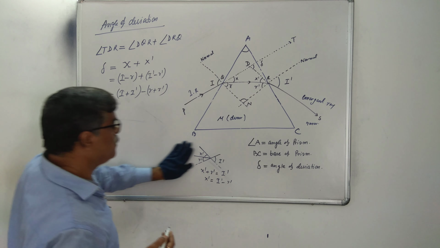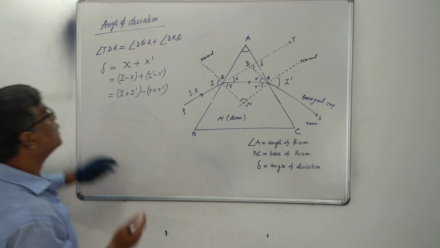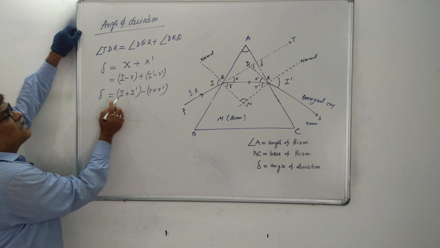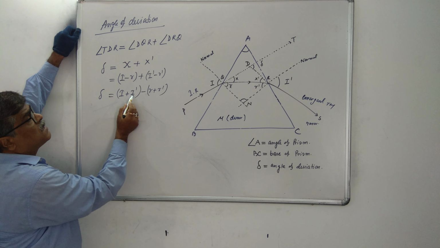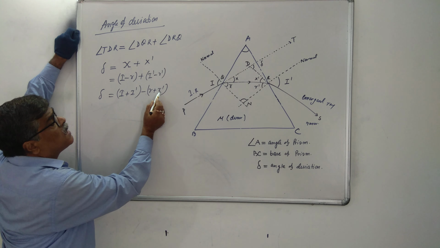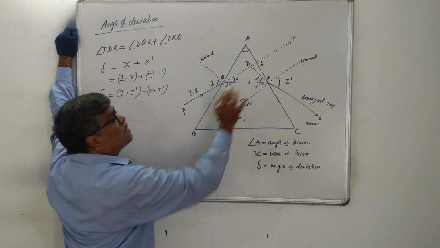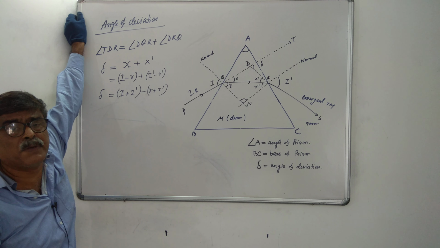This is the result. Now, what is the meaning of this? This is the angle of deviation, i the angle of incidence, i dash the angle of emergence, and this is r plus r dash. r is the angle of refraction for the first face, r dash is the angle of refraction for the second face.